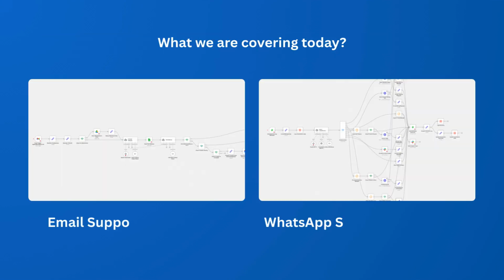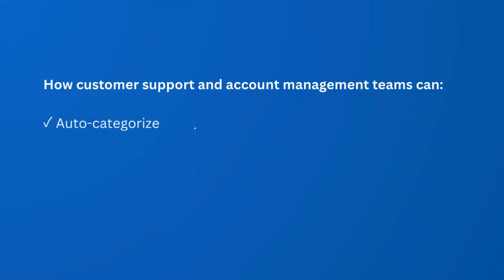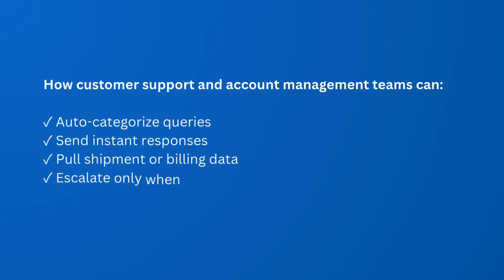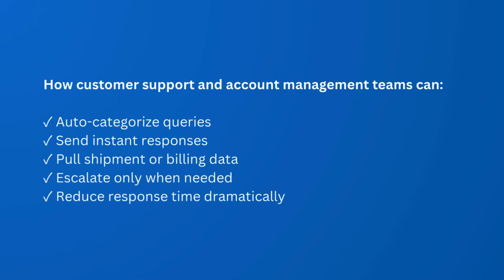We are going to see two powerful n8n workflows that automate customer support for a B2B logistics company. The first one will be an email support automation and the second is a WhatsApp support automation. So by the end of this tutorial, you will know how customer support and account management teams can: 1. Auto-categorize queries, 2. Send instant responses, 3. Pull shipment or billing data from whatever ERP or CRM systems that you have, 4. Escalate the query only when it is needed, and lastly, reduce the response time dramatically. So let's quickly dive into it.